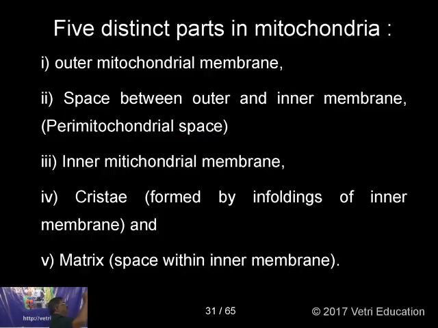The mitochondrion has an outer membrane and an inner membrane, and in between there is a space called the perimitochondrial space. The cristae are formed by the infoldings of the inner membrane, and the inside is called the matrix. So mainly the membrane, the cristae and the matrix are the three parts.